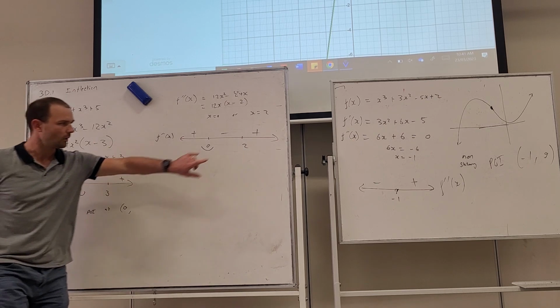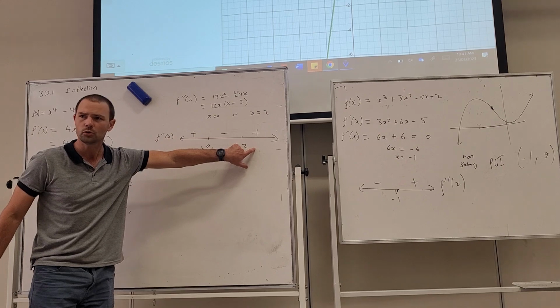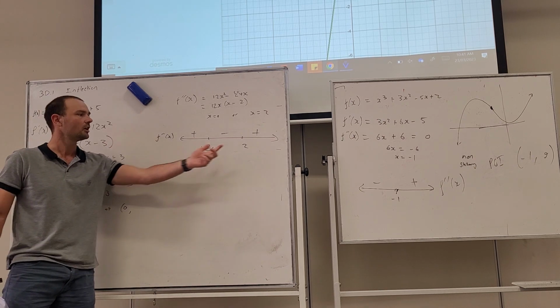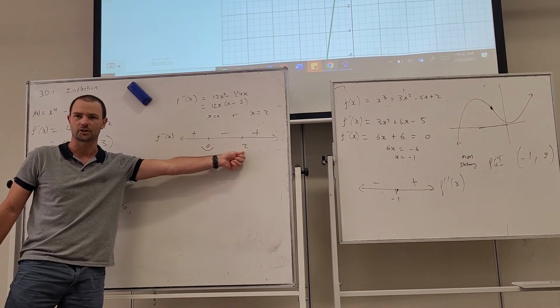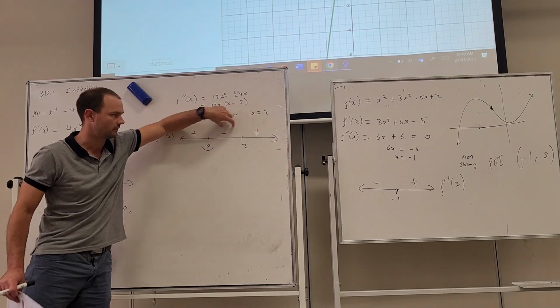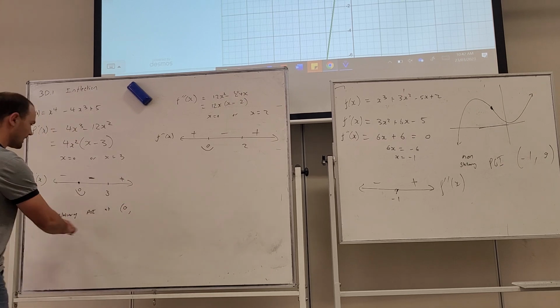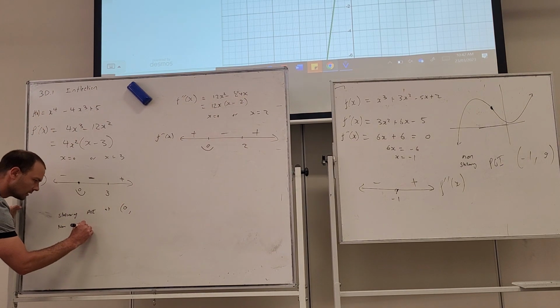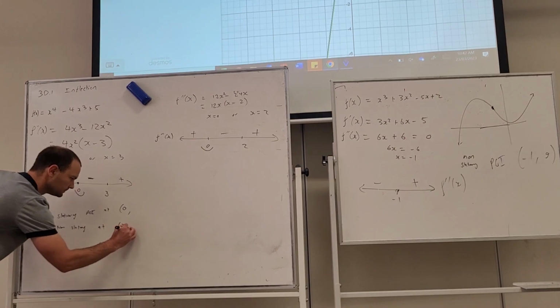However, let's look at this one. 2 does not appear on this sign diagram. So because 2 is not a root here, this is a non-stationary point of inflection. We know it's a point of inflection because it does change sign. So we have a stationary point of inflection at x is 0, and then we have a non-stationary one at x is 2.